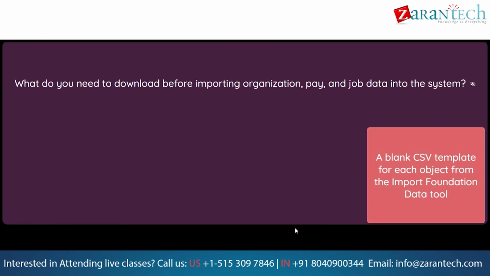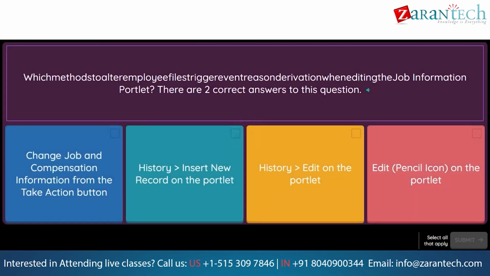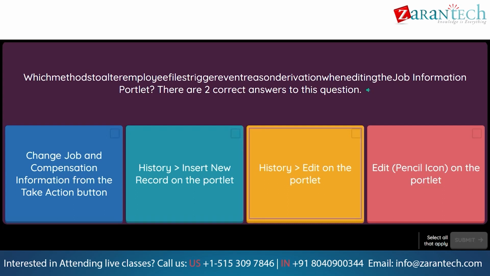Question: which methods of editing employee files trigger rules on derivation when editing the job information portlet? There are two correct answers to this question. Option 1, change job and compensation information from the Take Action button. Option 2, history, insert new record on the portlet. Option 3, history, edit on the portlet. Option 4, edit, pencil icon, on the portlet.